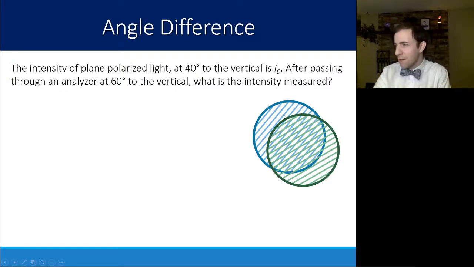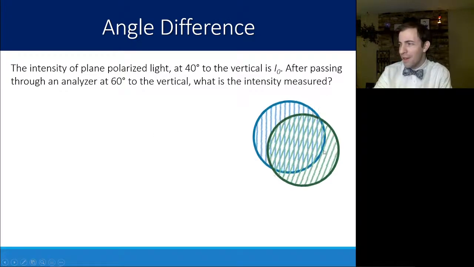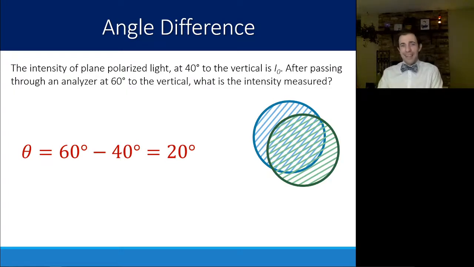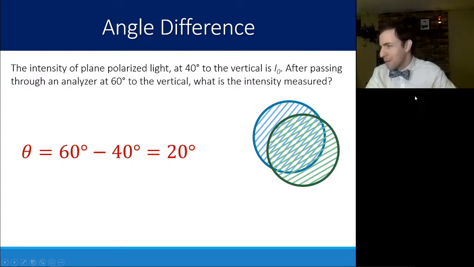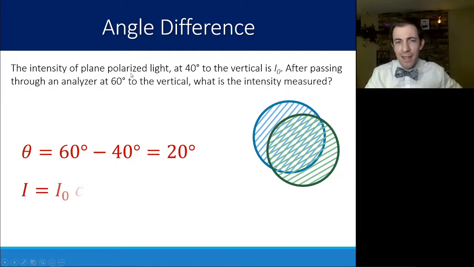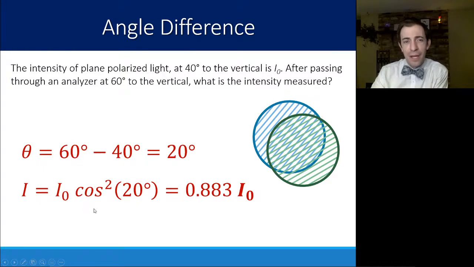If instead that first one was perfectly vertical, then the other one would only be 20 degrees from the vertical. We'd just be shifting them both 40. So if we're talking what theta is in this equation, it's the difference between them. 60 minus 40, our difference is 20 degrees. And I want to know what's the intensity measured after it makes it through that second one if the initial polarized light was I naught. Since it's already polarized, we don't have to worry about that 50% loss. We can just plug it into our equation.